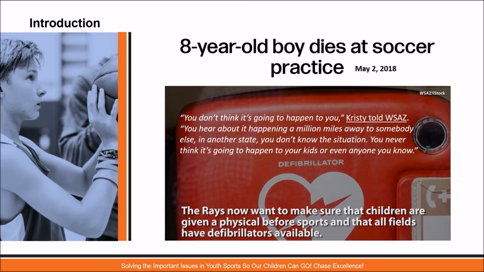8-year-old boy dies at soccer practice. You don't think it's going to happen to you. You hear about it happening a million miles away to somebody else in another state. You don't know the situation. You never think it's going to happen to your kids or even anyone you know.